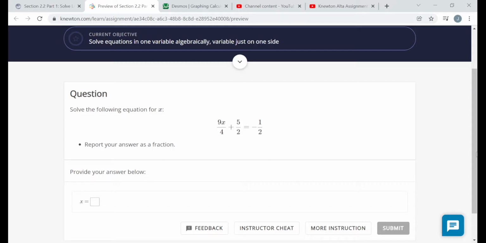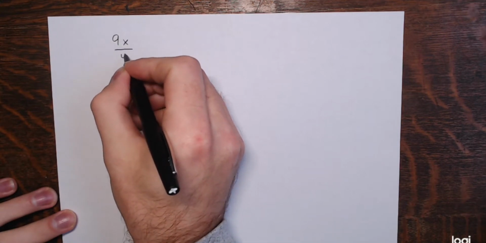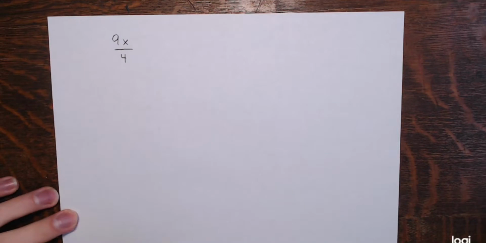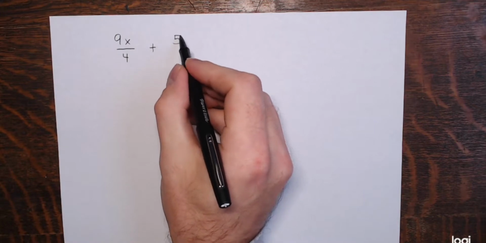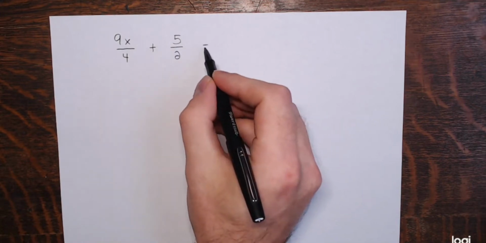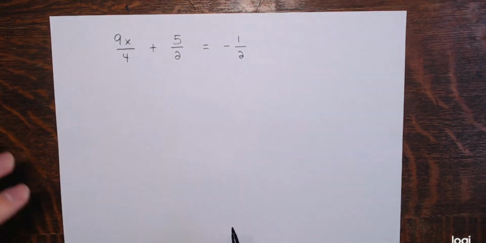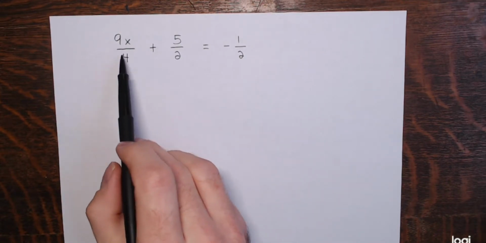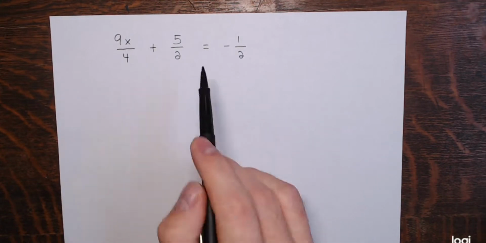Alright, so let me write this out. This first equation we're given is 9 times x divided by 4, or 9/4 times x, same thing, plus 5/2, equals -1/2. Now I'll show you a couple ways to do this particular equation, because this is an equation with fractions. Very often people have a hard time dealing with fractions. Now you can leave the fractions the way they are.